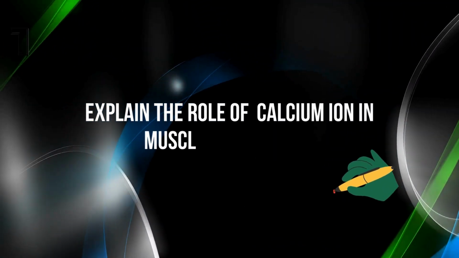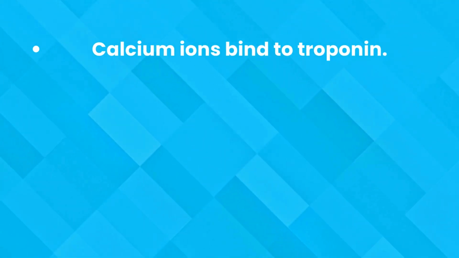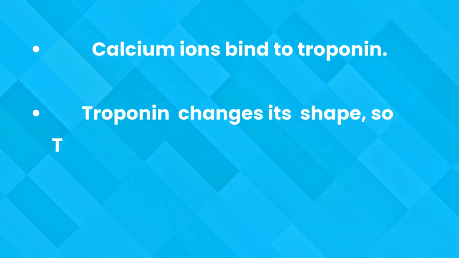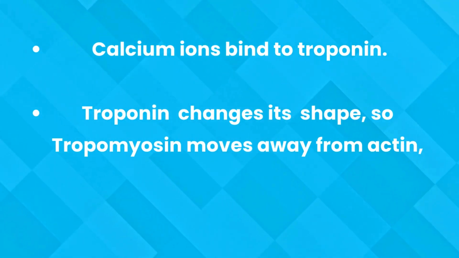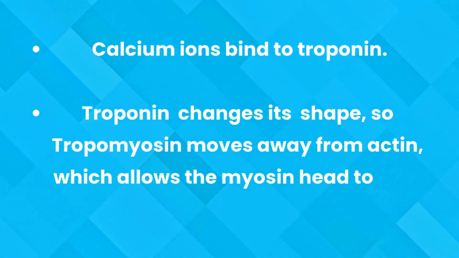Explain the role of calcium ion in muscle contraction. Calcium ions bind to troponin. Troponin changes its shape, so tropomyosin moves away from actin, which allows the myosin head to bind to actin.